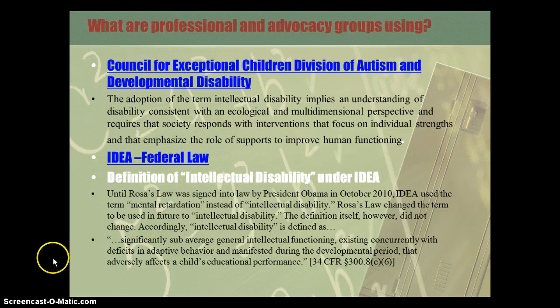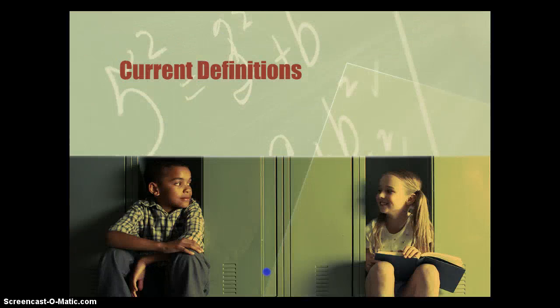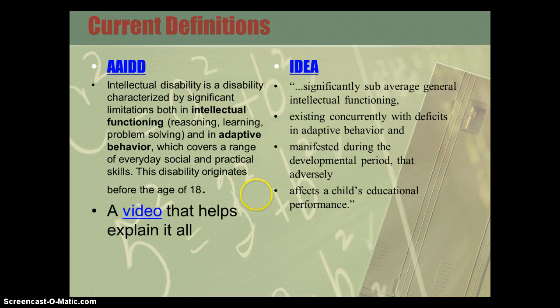The federal definition, and you can see it right here, says significantly sub-average general intellectual functioning existing concurrently with deficits in adaptive behavior and manifested during the developmental period that adversely affects a child's educational performance. So here's what we have. IDEA: significantly sub-average general intellectual functioning existing concurrently with deficits in adaptive behavior manifested during the developmental period that adversely affects the child's performance.